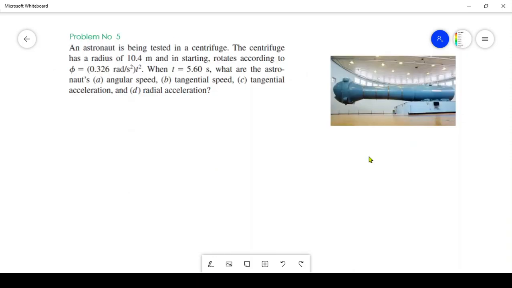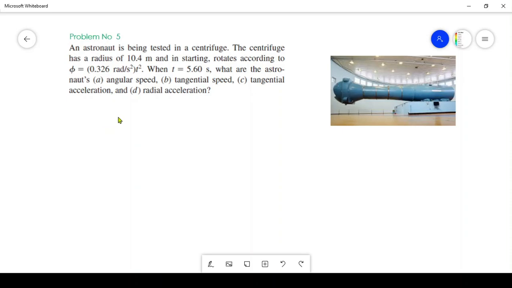Now the next problem is in which an astronaut is being tested in a centrifuge. Human centrifuges are exceptionally large centrifuges that test the reactions and tolerance of pilots and astronauts to acceleration above those experienced in the Earth's gravity. The centrifuge has a radius of 10.4 meters and in the starting rotates according to that relation. When time t is equal to 5.60 seconds, we are required to find the angular speed, tangential acceleration, and the radial acceleration of the astronauts.